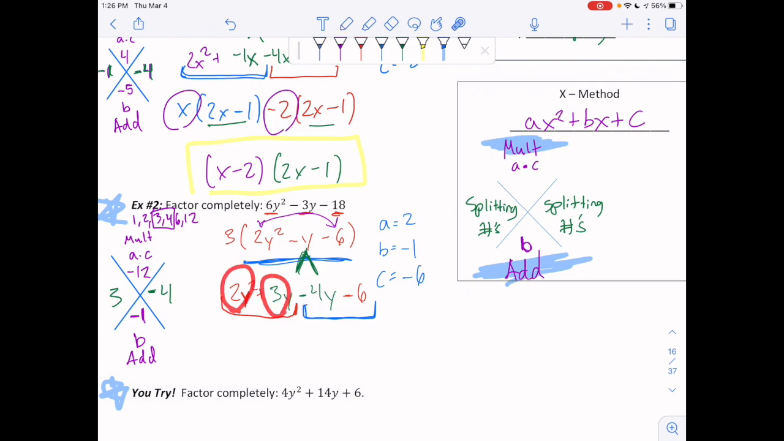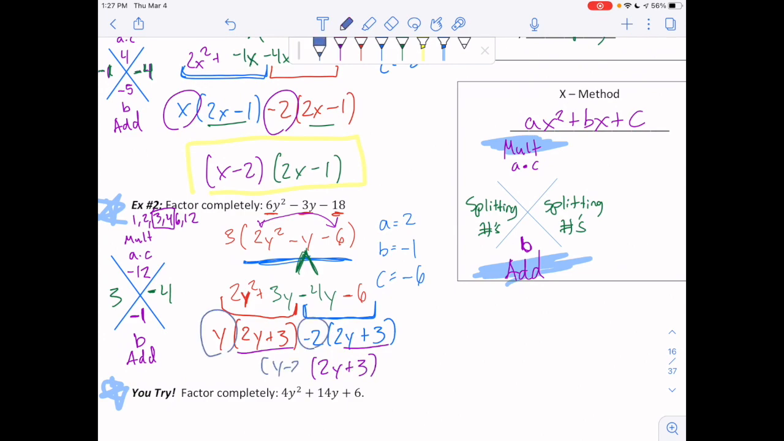This first one, 2 and 3, nothing in common with the numbers, but they do have a y in common. So I'm gonna take out the y. 2y plus 3. For the blue, you have negative 4 and negative 6. Negative 2 should work. 2y plus 3. Dang, look at that. Beautiful. I love these problems because you can literally check halfway through whether you're doing it right or not. So that should work out. Write this as 2y plus 3 times y minus 2. Boom.